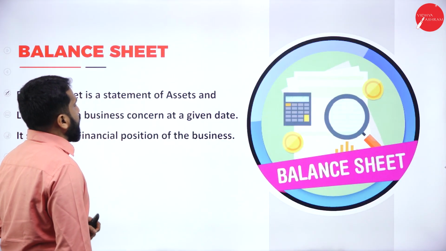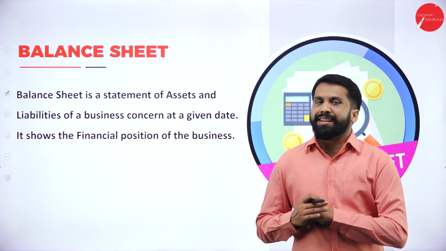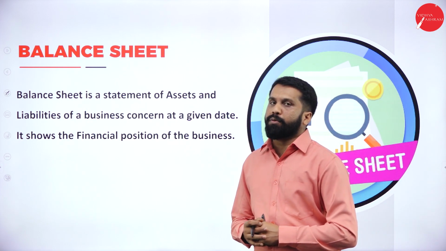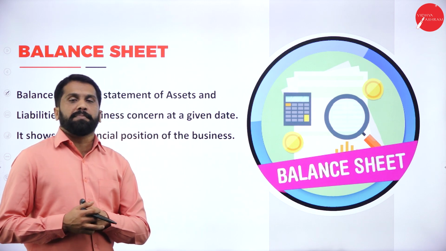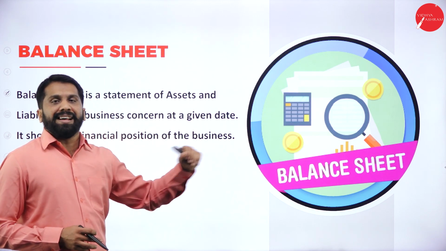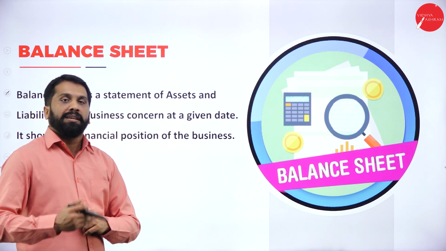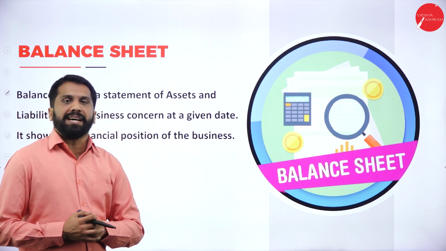And the last one we call the balance sheet. Once you are done with all the revenue items, what is left out? Your capital items and your long-term items are left out. Those long-term items we consider in the balance sheet. I will tell you which are the balance sheet items in the coming session, but today we will understand what a balance sheet is.